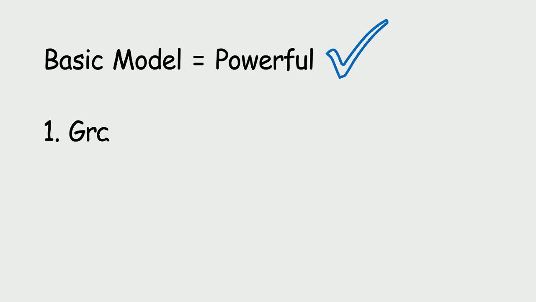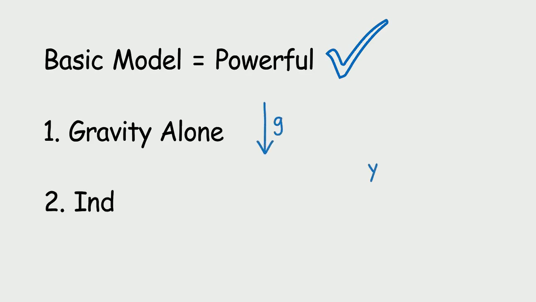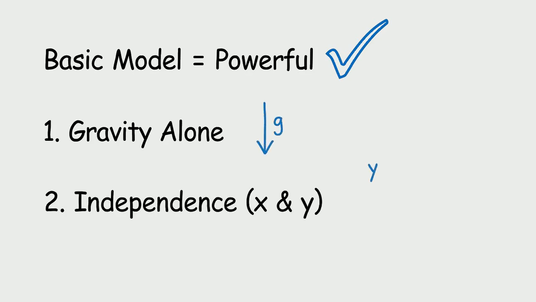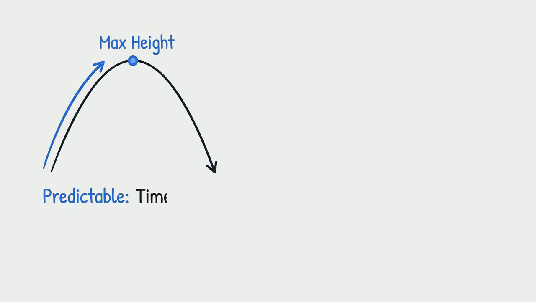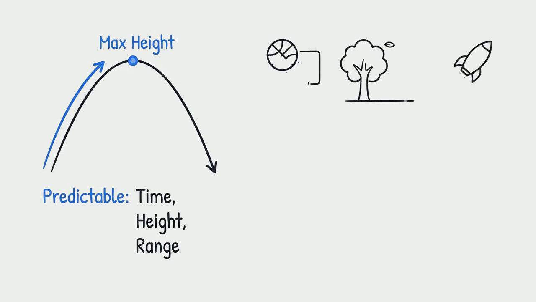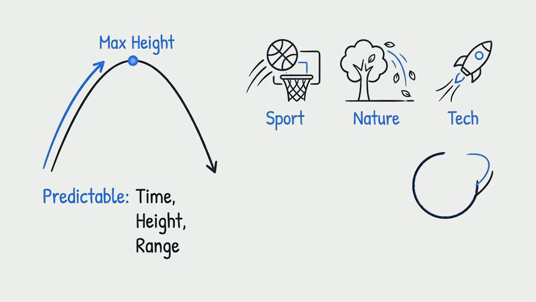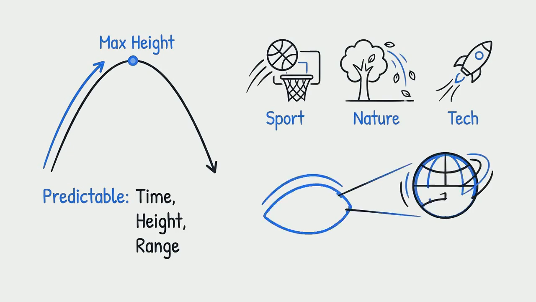So, to sum up, projectile motion is the motion of an object launched into the air, moving under gravity alone. Horizontal and vertical motions are independent. The path is a parabola in the ideal case. We can calculate time, height, and range using simple equations, and we see it all around us, in sports, in nature, in technology. Understanding projectile motion gives you a deeper insight into how the world moves.